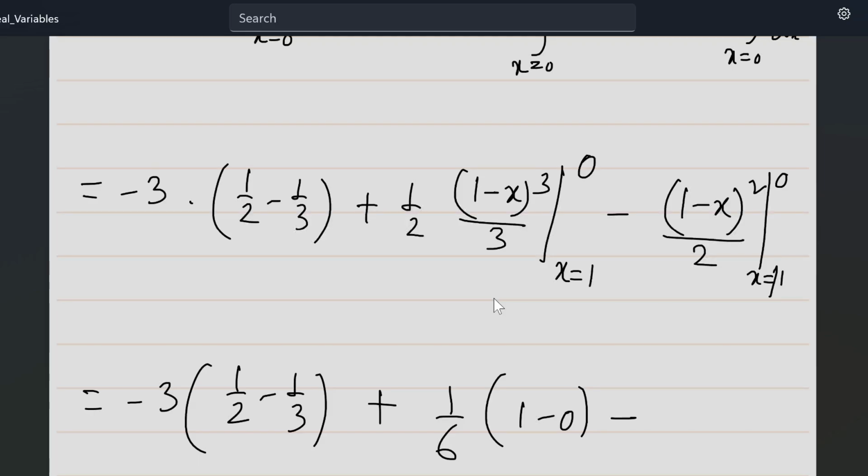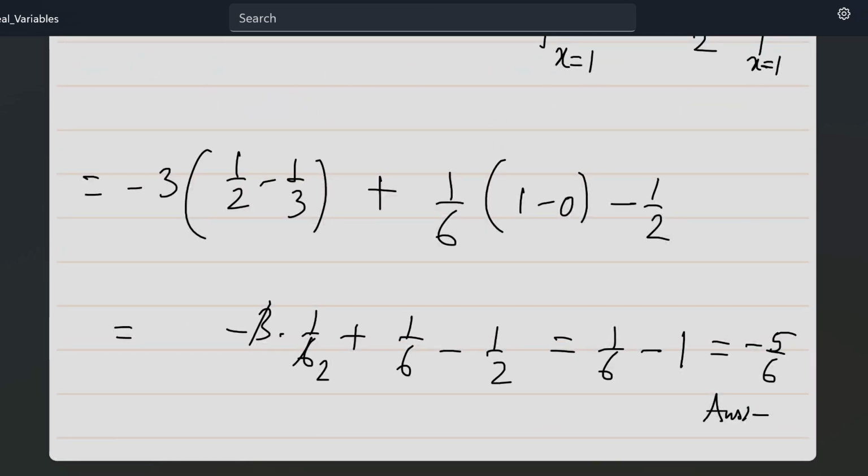What is that answer? Half, right? So tell me the answer. Minus 3 into this is 1 by 6 plus 1 by 6 minus half. So this is 2. So 1 by 6 minus 1, right? Is minus 5 by 6. Is the answer.